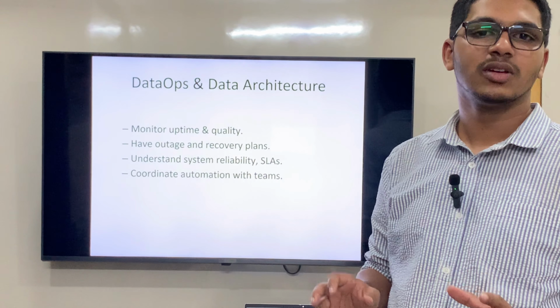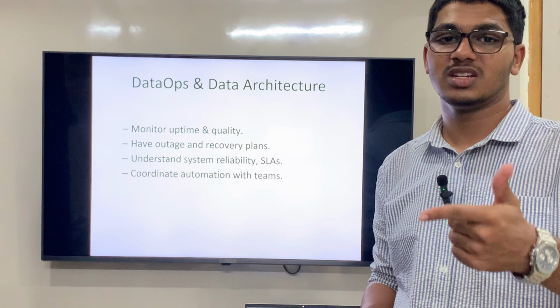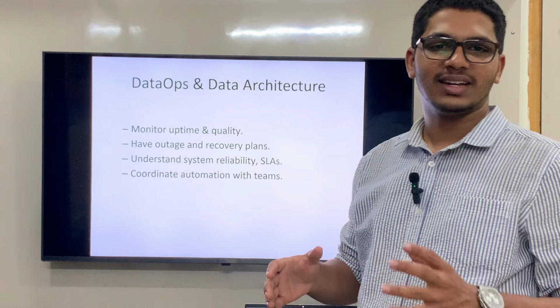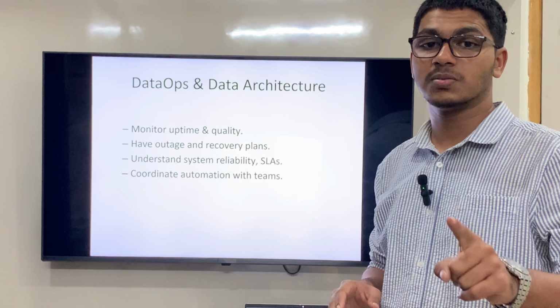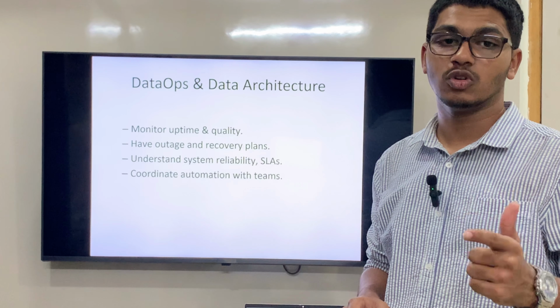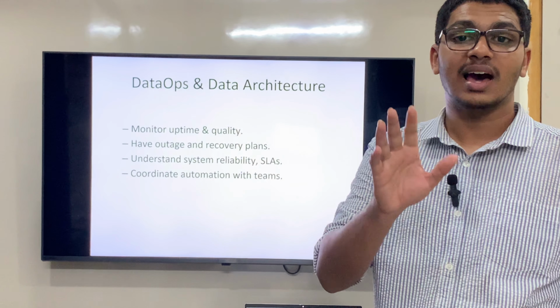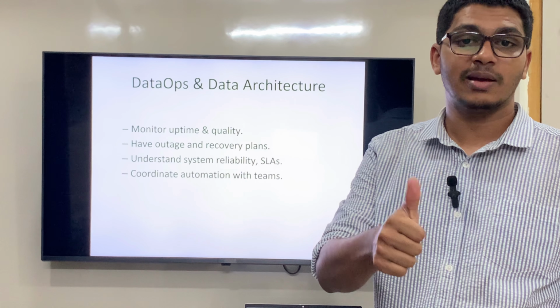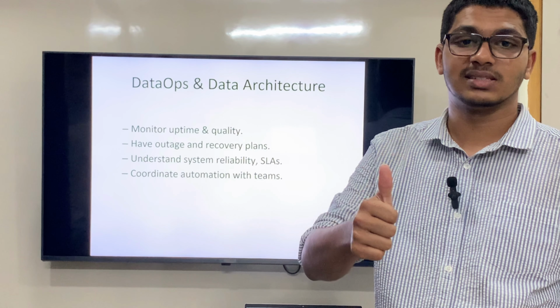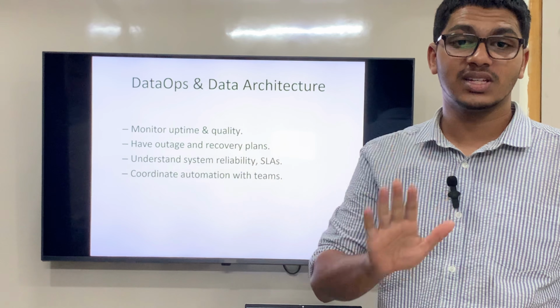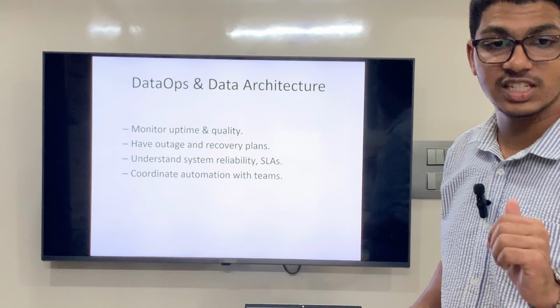Next, data ops focuses on monitoring, communication, automation, and recovery planning. Data engineers need to stay aligned with data ops teams to ensure systems are running smoothly. At the same time, understanding the architecture of the source systems, their reliability, recovery speed, and SLAs is crucial. All of this ensures that data pipelines don't break unexpectedly.